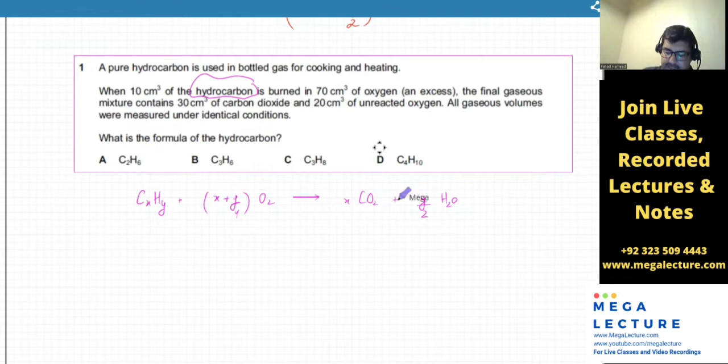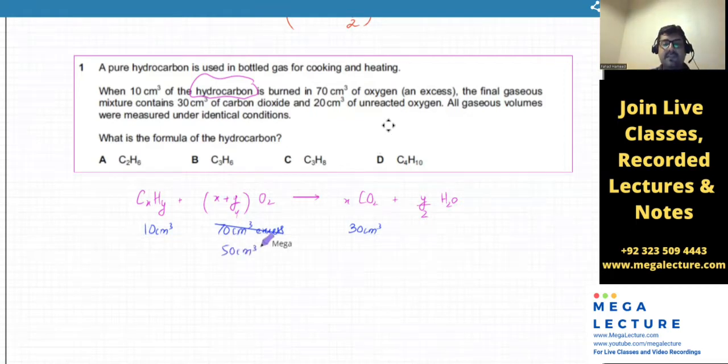Now what he states is that there is 10 cm cube of a hydrocarbon, and it's burning with 70 cm cube in excess of oxygen. So that means it's not 70 cm cube that's burning, that's in excess. So some number less than 70 cm cube. The final gaseous mixture contains 30 cm cube of carbon dioxide, and it contains 20 cm cube of unreacted oxygen. So that means 20 is unreacted. So how much reacted? That's 50 cm cube.